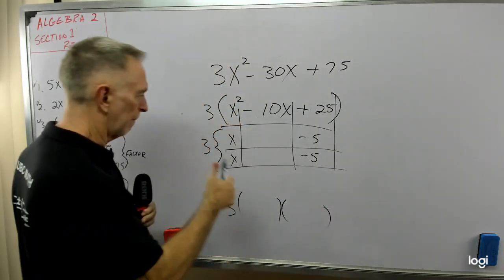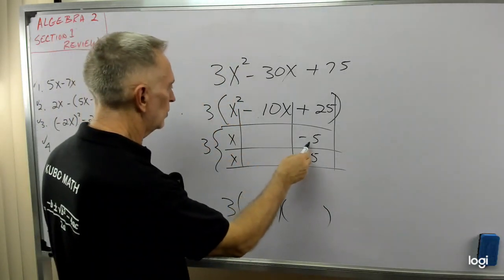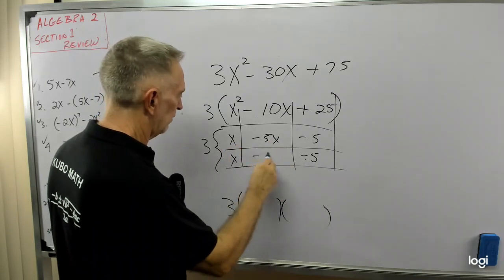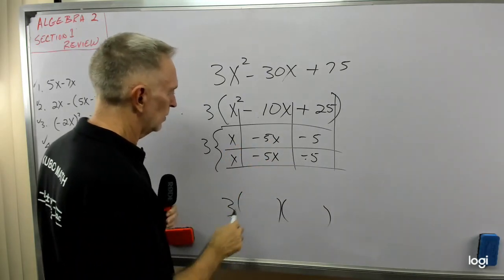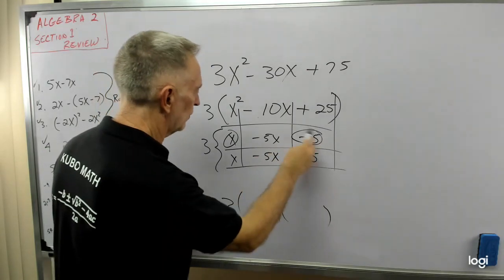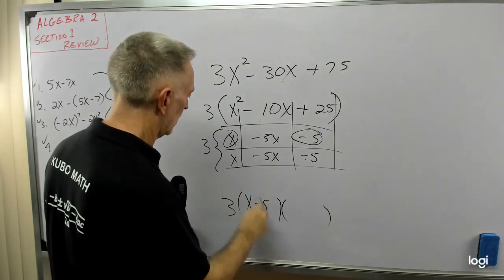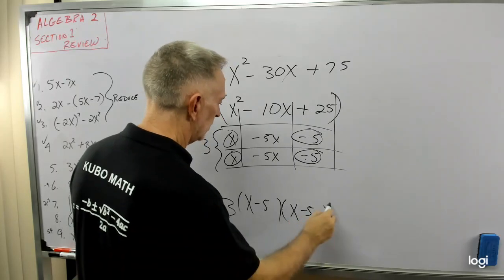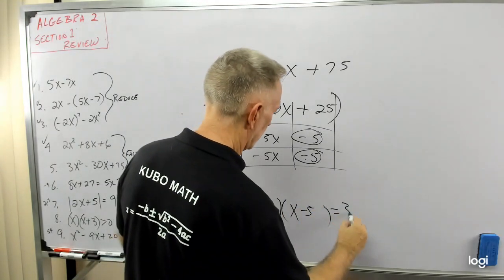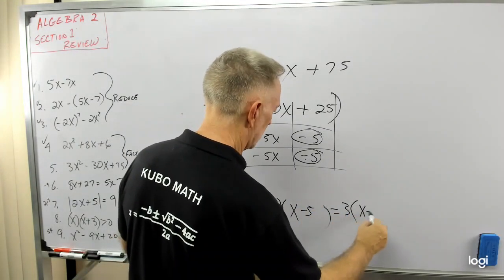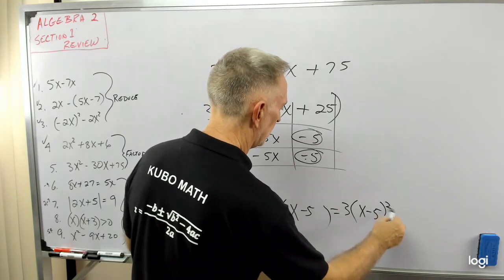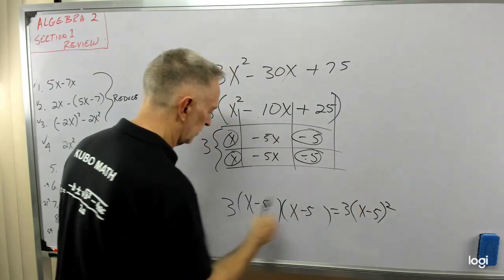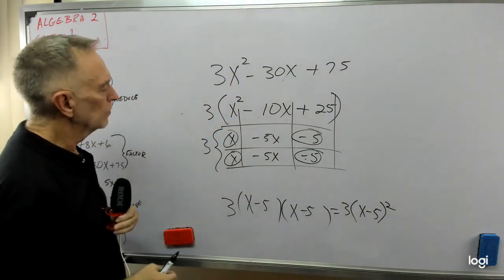Here we go. All right, so negative 5x, negative 5x, x minus 5, and x minus 5. So what does that give me? 3 times x minus 5 to the second power. This times itself 2 times. Okay.